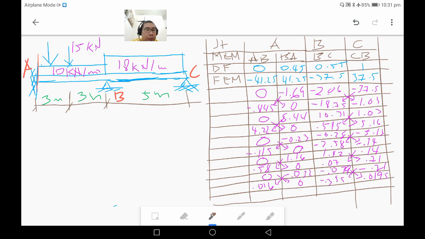Redistribute pa natin. So, of course, this is 0. Dito ko na lang sulat yung sagot mamaya. Of course, this is 0. 0.016 times 0 is 0. And ang imbalance niya is 0.355 times 0.45. That is 0.16. Positive 0.16. And this one is 0.195. And of course, this one is uulit lang to. Negative 0.0195.